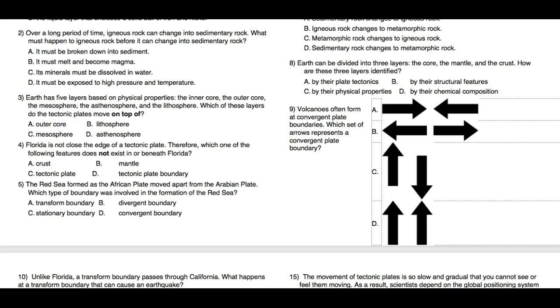Question 5. The Red Sea formed as the African plate moved apart from the Arabian plate. Which type of boundary was involved in the formation of the Red Sea? A. Transform. B. Divergent. C. Stationary. Or D. Convergent boundary.